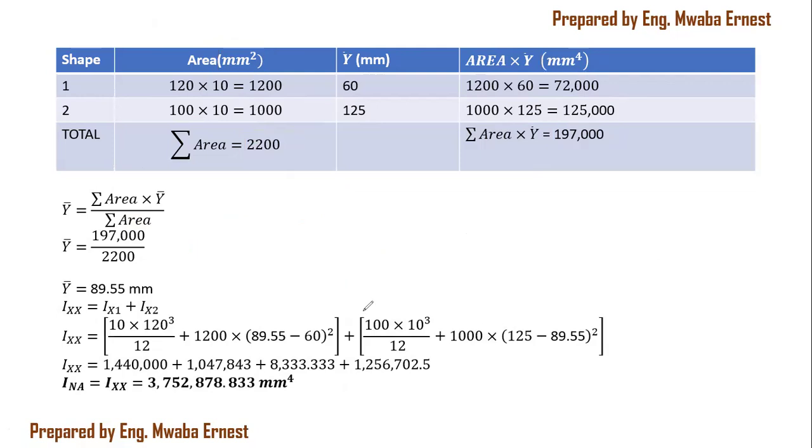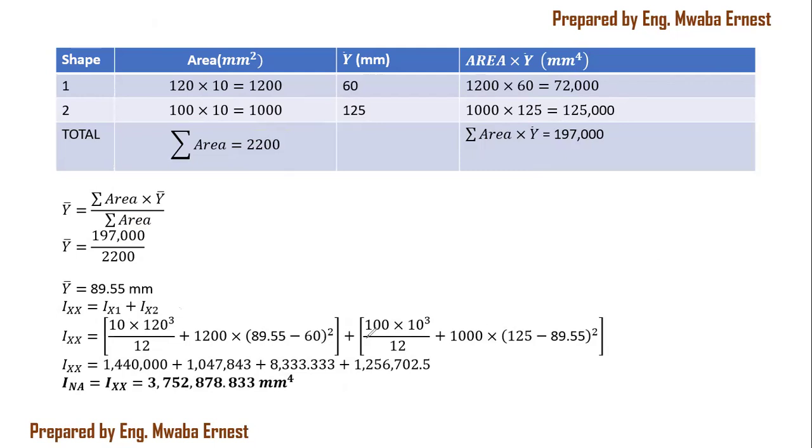So for I1, our b is 10. Our d, which is the depth, is 120. So 10 by 120 cubed over 12 plus 1,200, which is the area, times the one we were calling y. y is the difference between the overall centroid for the shape and the individual centroid for this particular portion. So 89.55 minus 60, and whatever result comes from there, we square.